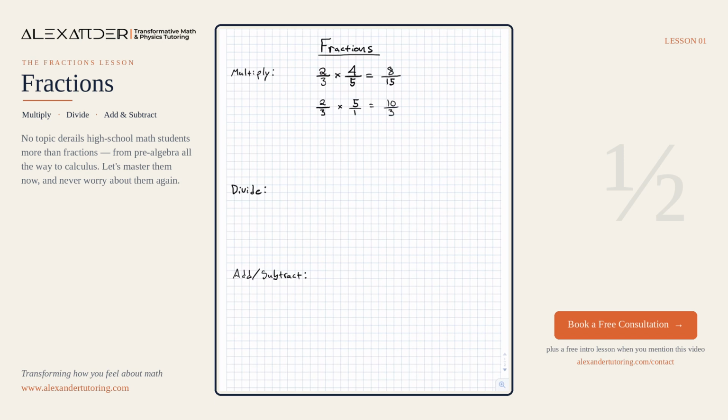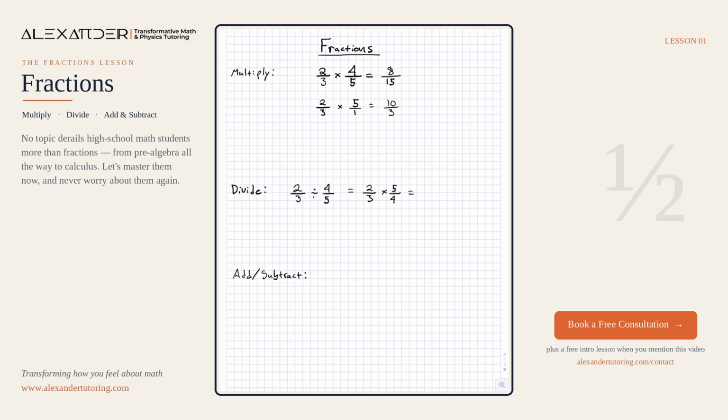Next, we'll move on to division, which is only slightly more difficult. All you've got to do, if you have, say, 2/3 divided by 4/5, is keep the first fraction the same. We just recopy it down. We switch the division to a multiplication, and then we flip the second fraction over. So instead of 4/5, I'm going to write 5/4. And that's it, basically. You flip the second fraction, and now we're multiplying.